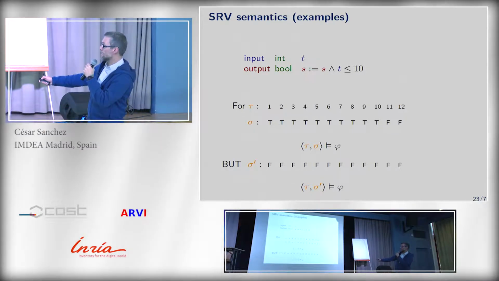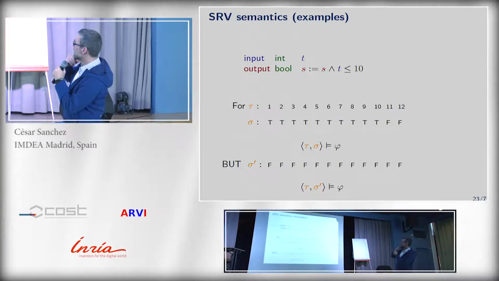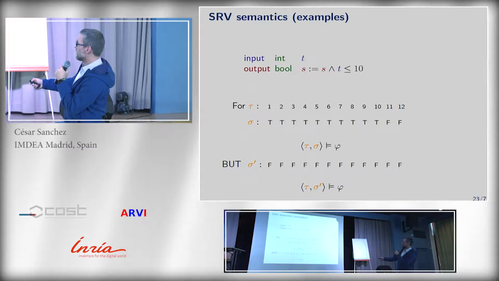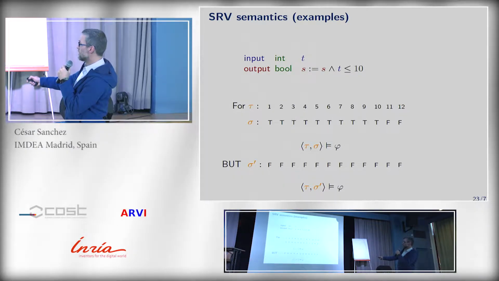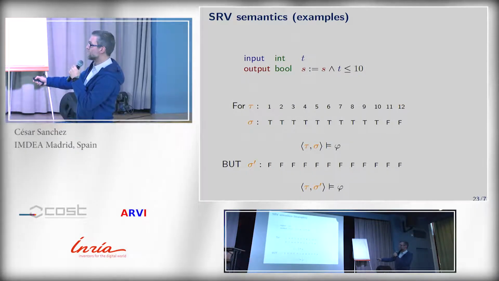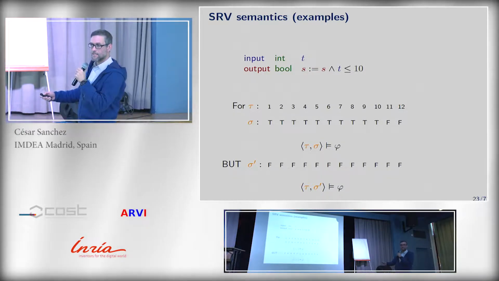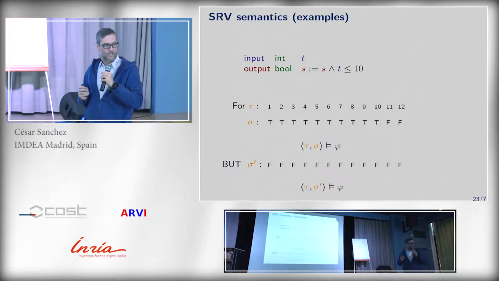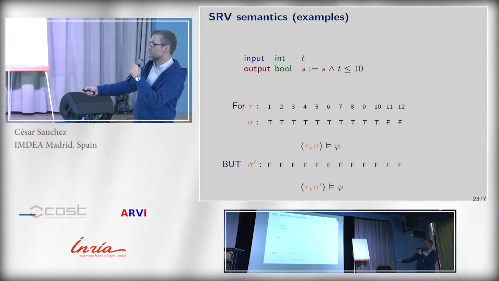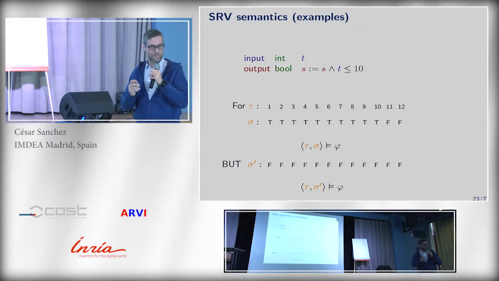Why? Because when t happens to be not less than or equal to 10, this is false. Sorry. No, this is true. That's right. When t is less than or equal to 10, this is true. And then you're left with s equal s, and you can choose true or false. Both would work. So for this specification, there are some inputs for which you have two different outputs. So it's not functional. Okay?